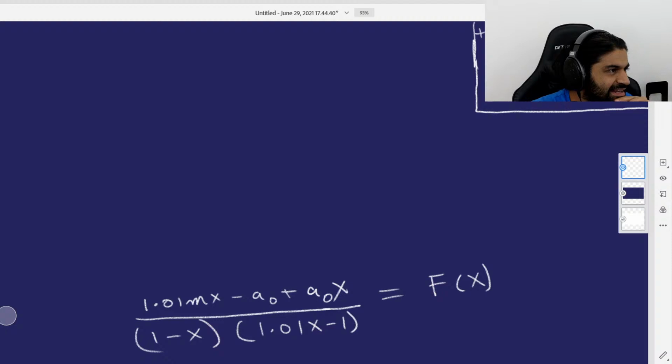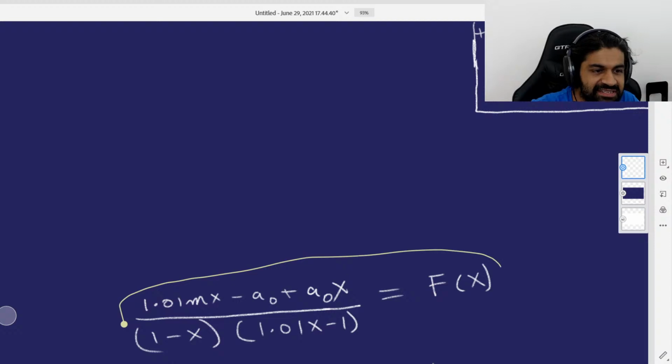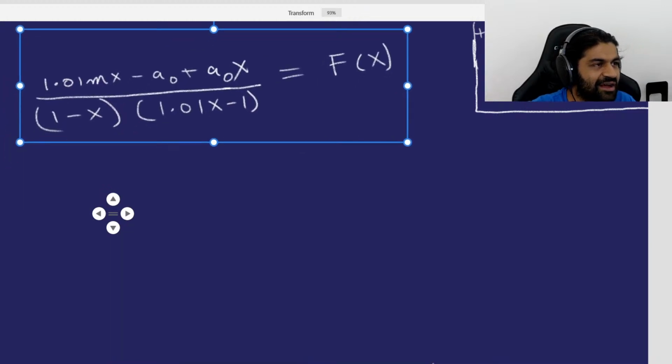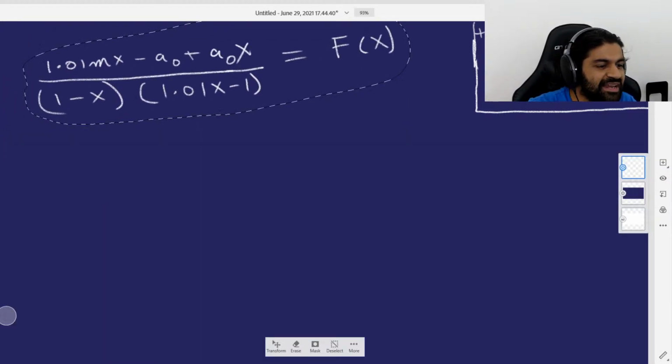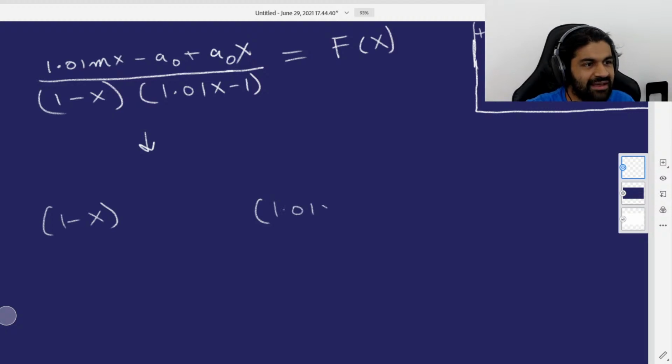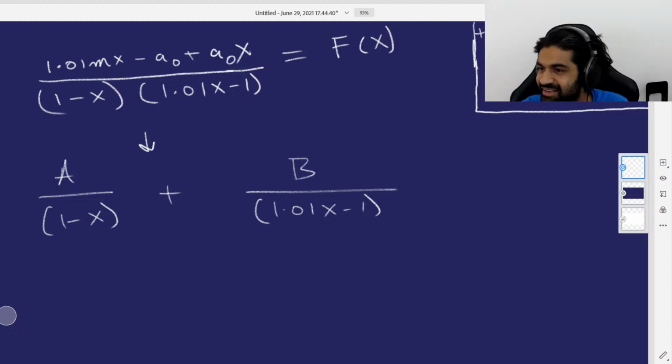If you remember in calculus, if you need to integrate or Taylor expand a complicated function like this, a good method to do it is using partial fractions. Partial fractions is when you have a product in the denominator. What you do is you re-express it as a sum of two fractions, so that one fraction has a denominator 1 minus x, and the other fraction has a denominator 1.01x minus 1. And there'll be something in the numerator here and something in the numerator here.